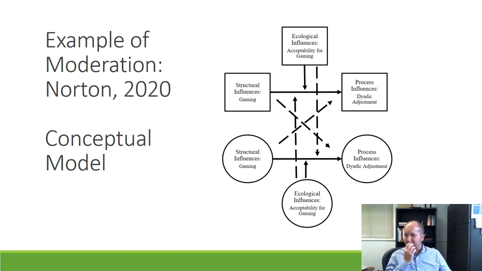Dyadic adjustment is all about a relationship process of satisfaction and a few other things with that. And so we hypothesize it's not actually gaming. What actually accounts for the differing results we've been seeing in the research is acceptability for gaming. And I wanted to do this dyadically to look at both men's and women's gaming and men's and women's acceptance and men's and women's reports of dyadic adjustment in committed relationships. So again, this is just the conceptual model. When we get to the tested model on the next slide, you'll see this is the model I'm actually testing in M+ when I'm running my model.